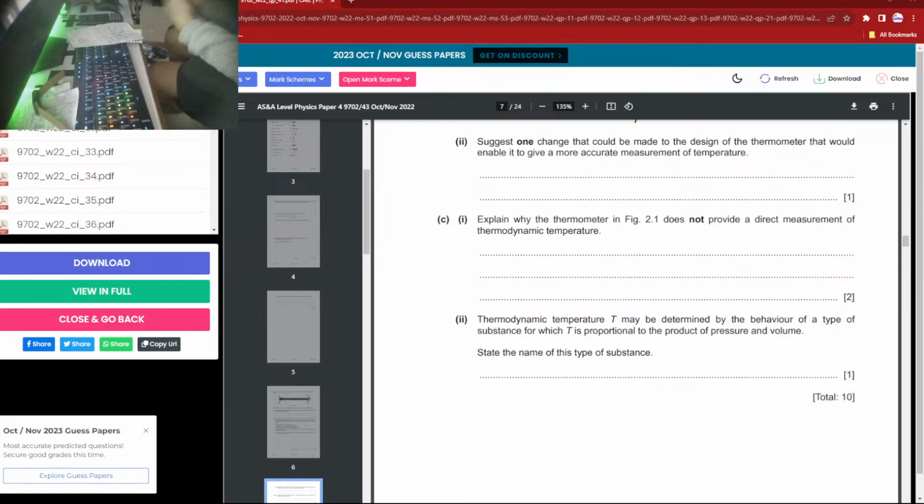Thermodynamic temperature may be determined by the behavior of a type of substance for which T is proportional to the product of pressure and volume. Once you read that, you should already know what it is. It's ideal gas.